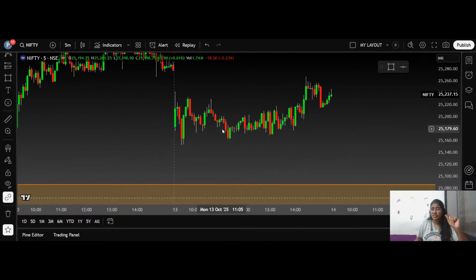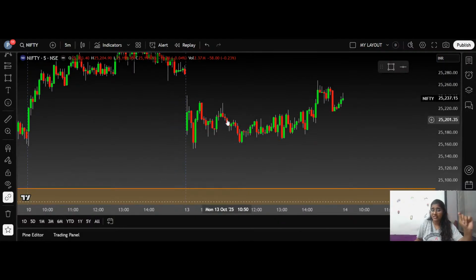So I backtested this concept for 3 days. For 2 days it was correct, for one day it was wrong. This is called backtesting. I hope you understood it. This is called backtesting.